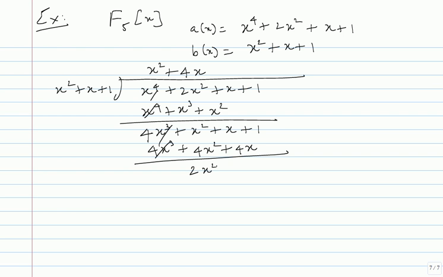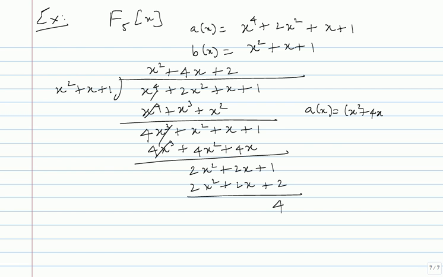What will happen to these two things? 2x^2, do you agree? Minus 3 is the same as 2. Plus 2x plus 1. And then you again do the same thing. You get a plus 2 here. You get 2x^2 + 2x + 2. What do you get? You get 4. At that point I can stop. Why? I got a polynomial here which had degree less than my b(x). So I can write a(x) equals (x^2 + 4x + 2) times b(x) plus 4.